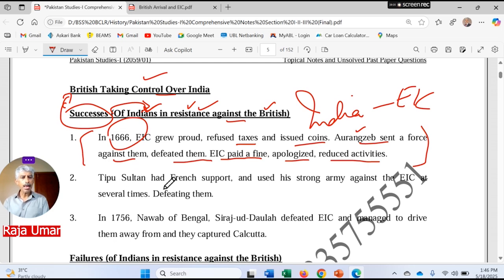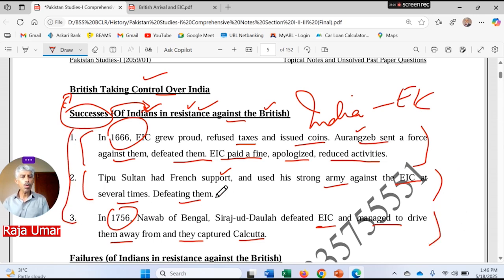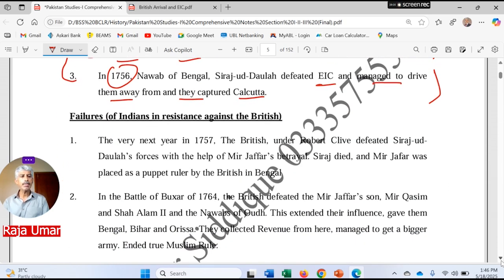Second, Tipu Sultan had French support and used his strong army against the EIC several times, defeating them. So it means that Tipu Sultan showed resistance to British expansionism in the subcontinent. And then in 1756, Nawab of Bengal Siraj-ud-Dowla defeated EIC, drove them away, and captured Calcutta. But the next year, the Nawab was defeated by the British. So these are the three successes of the locals, that they restricted the British from taking control over India. But here are the failures of the Indians.